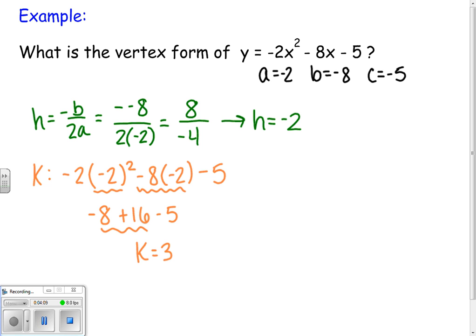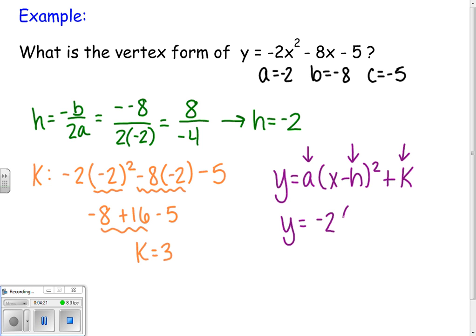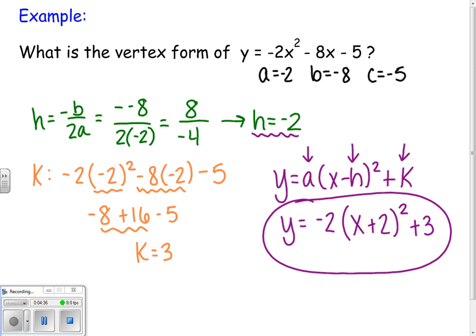K is 3. So all you need to do to finish this, and I'll write vertex form here for you in case you forget, is substitute your a, your h, and your k. So we get y equals negative 2, parentheses, x, and then it's minus h. But your h is a negative 2, so the minus and negative 2 will actually turn positive. And then attach your plus k, which is 3 on the end, and you're all done. So to go from standard form to vertex form, all you have to do is find a, h, and k, and then substitute.